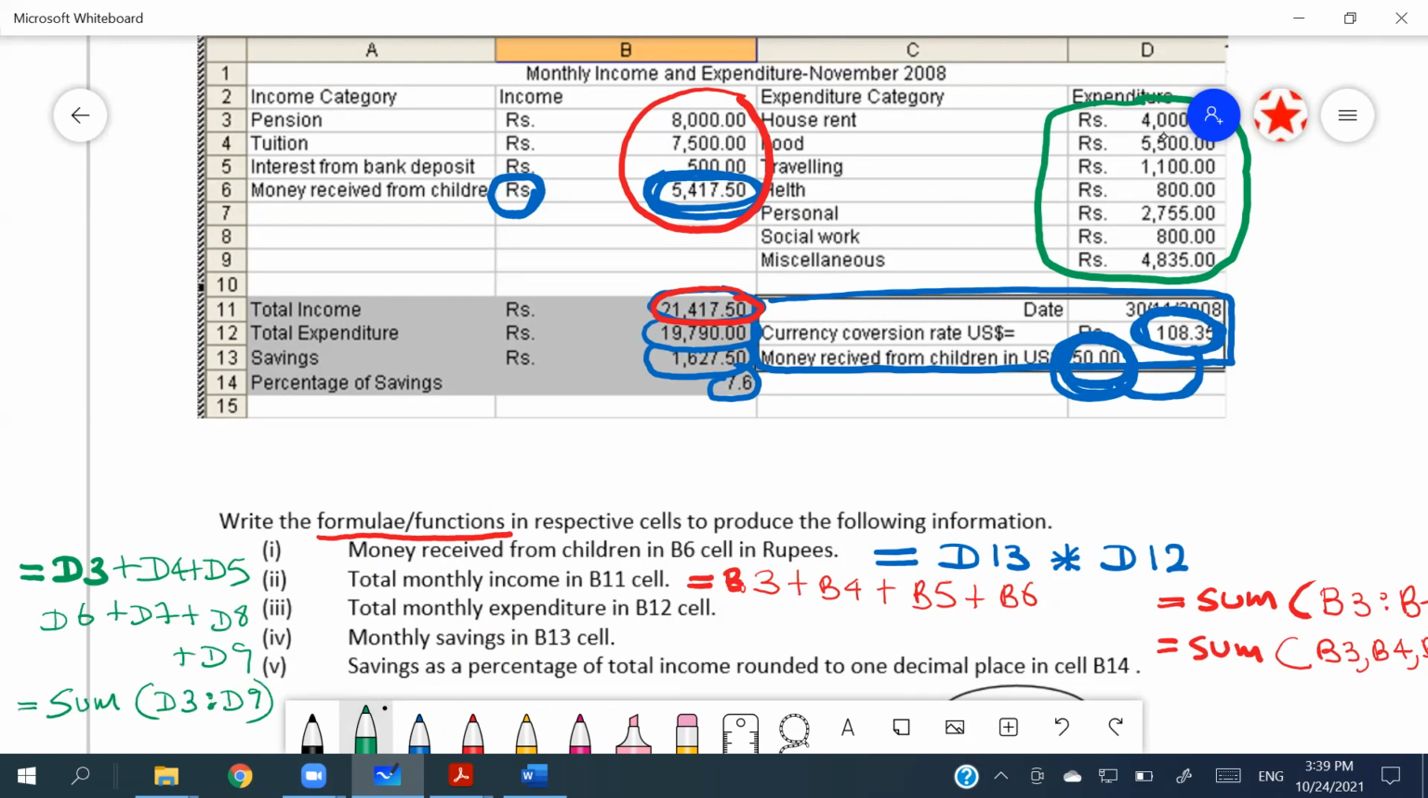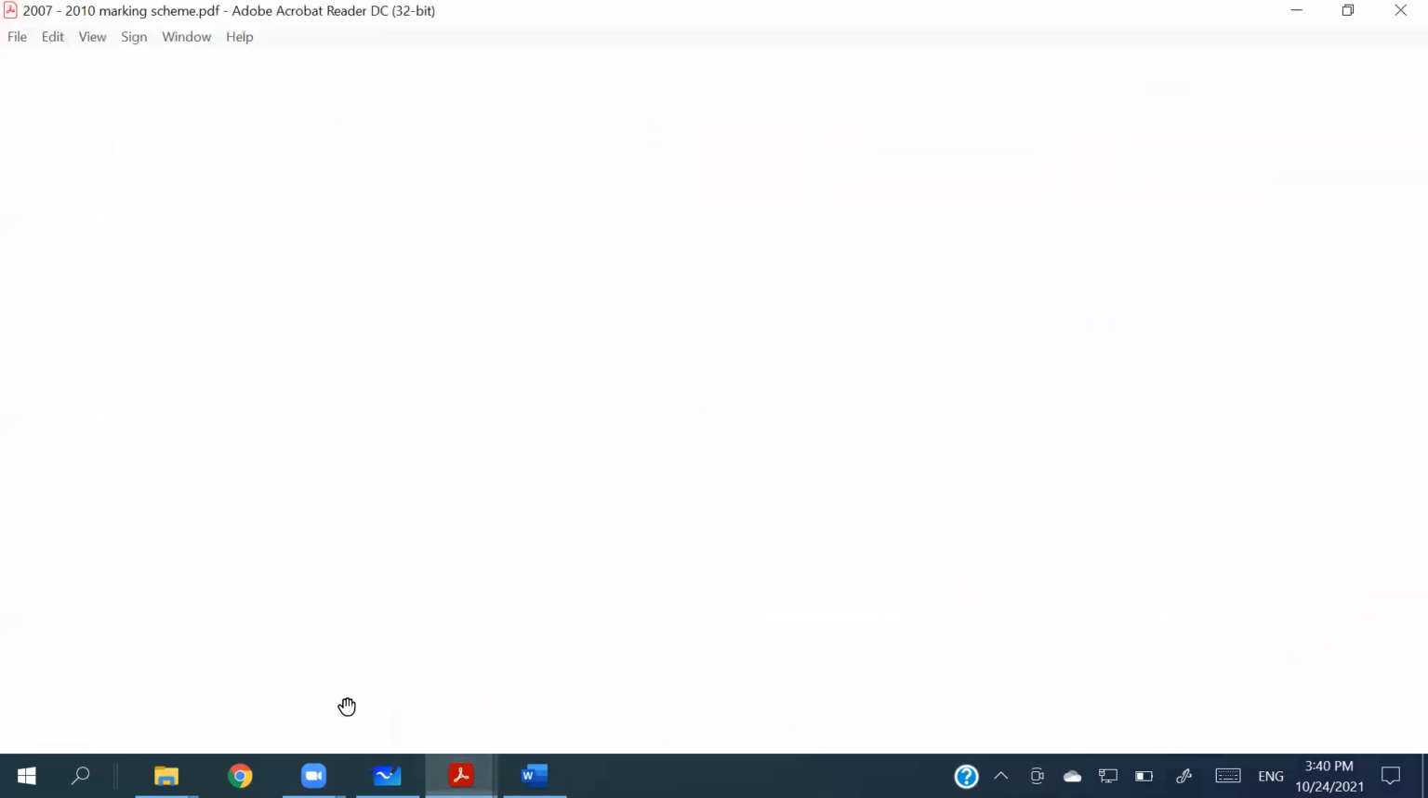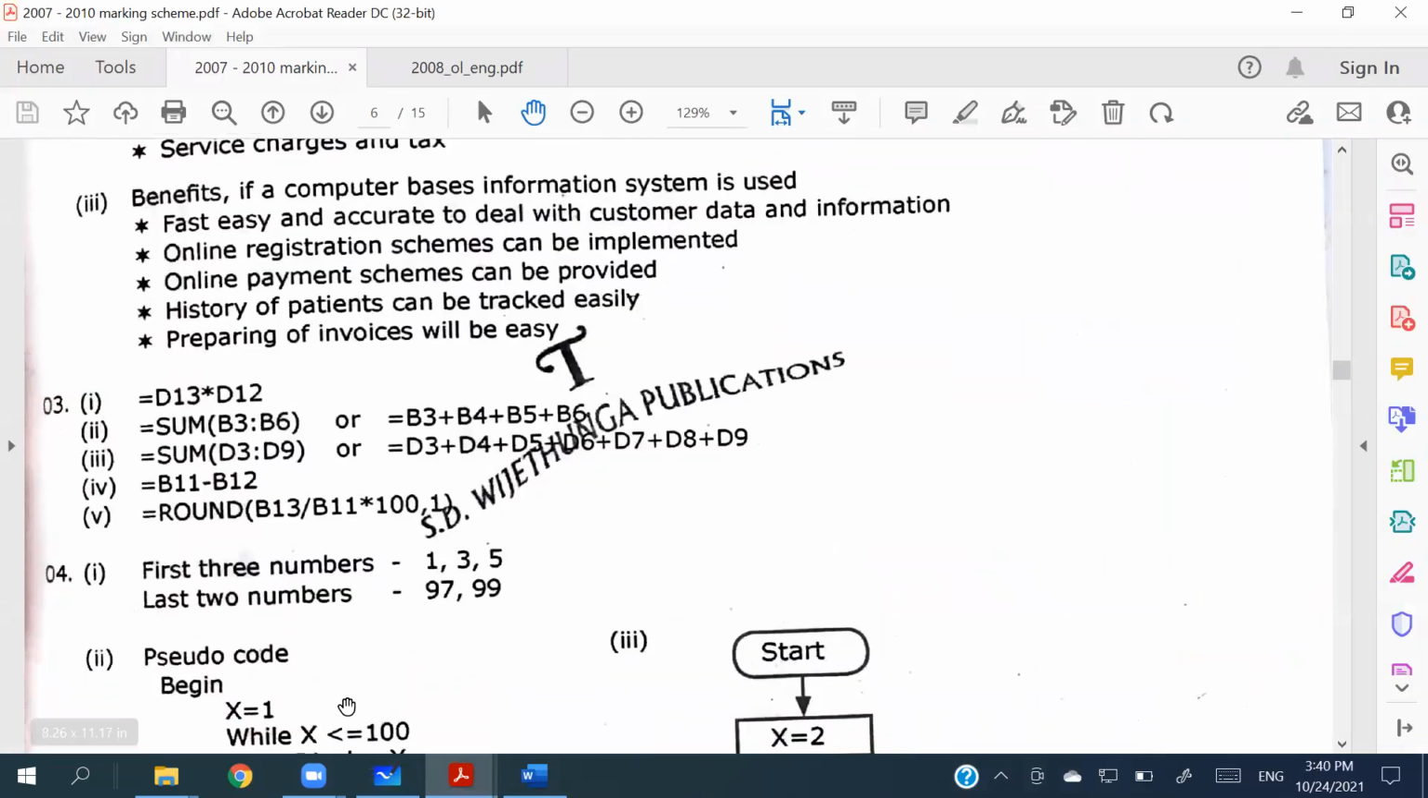Or else you can use the sum by separating the things, like equal sum D3 comma D4 comma D5 comma D6 comma D7 comma D8 comma D9, right? Any of the answers can be taken as the correct ones, right? So let's refer to the marking scheme as well. Yeah, here it goes.